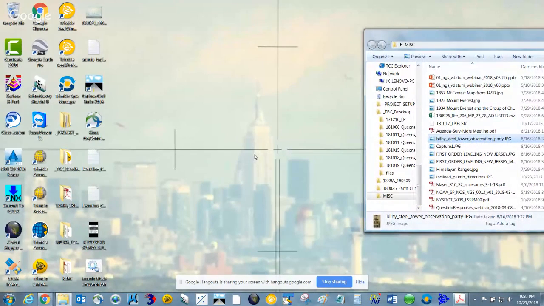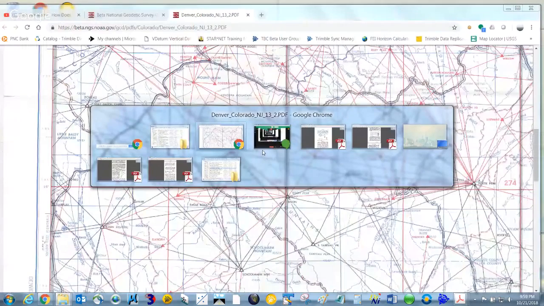I would say this picture, this crosshair, with refraction involved, is within plus or minus 40 feet. Not 4 inches or anything. It's just a picture.